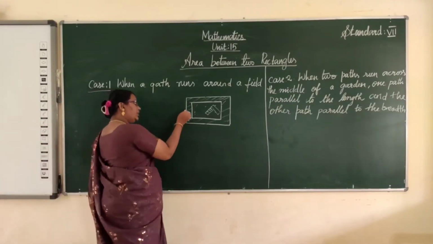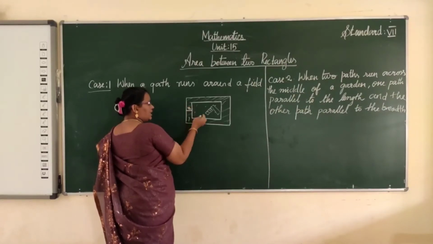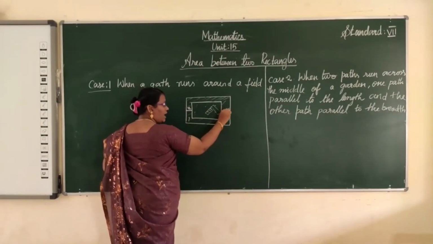So for example, the width of this path we have considered x. So both sides have the same value, is it?